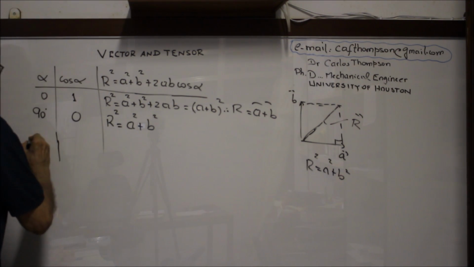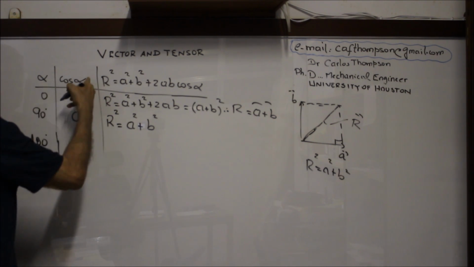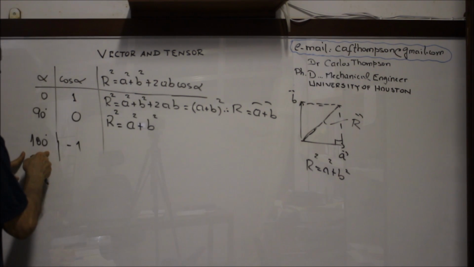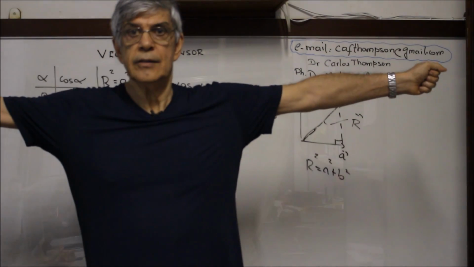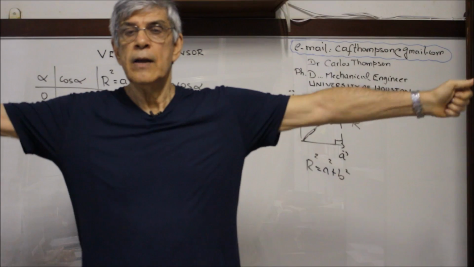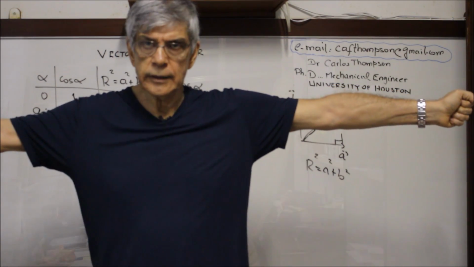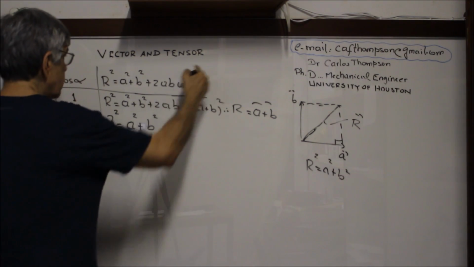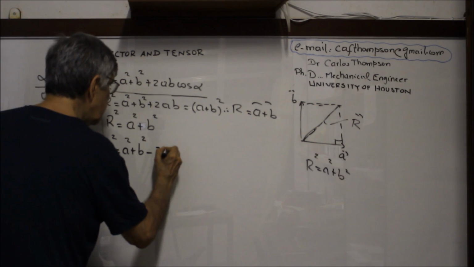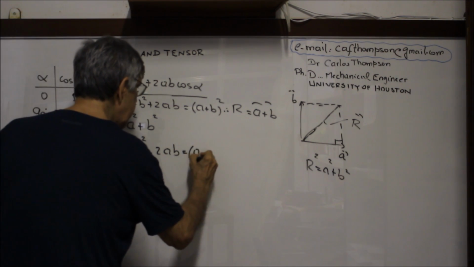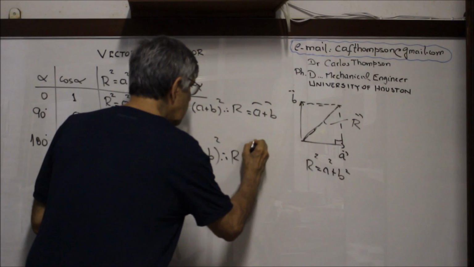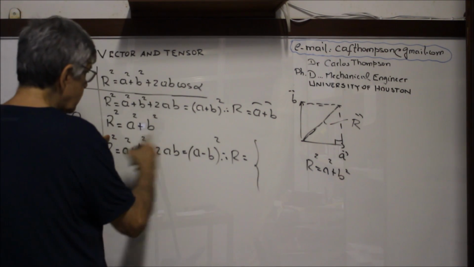Now, if the angle is 180 degrees, cosine of 180 is minus 1, so here is minus 2AB. If the angle is 180 degrees, you have one vector in this direction and another vector in this direction, so the angle between A and B is 180. Then R squared is equal to A squared plus B squared minus 2AB, which is A minus B squared. Now here you have to pay attention. Look, you take the square root on both sides.